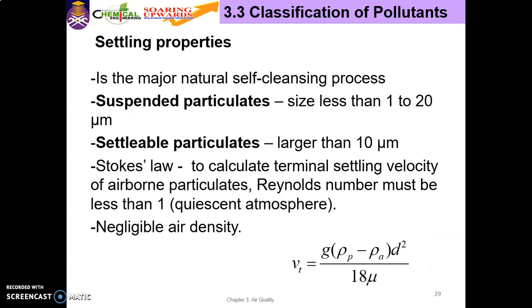Okay, next is the settling properties of pollutants. So the bigger the sizes, okay, so basically for suspended particulate, less than 1 to 20 micrometer. For settleable particulates, larger than 10 micrometer. Okay, so the bigger, lagi senang untuk dia settle. Okay, so this is the equation involved, Stokes law.